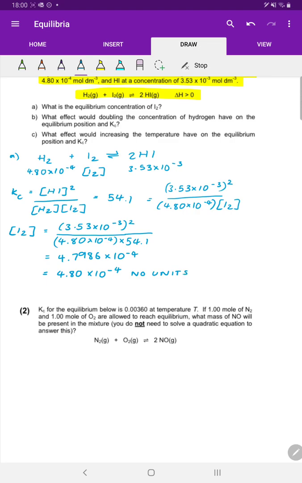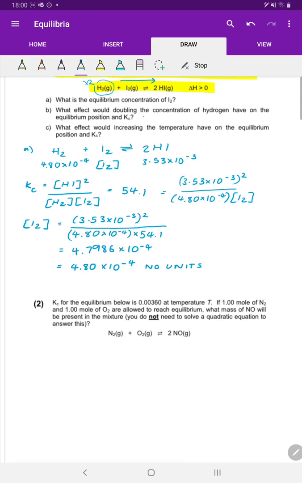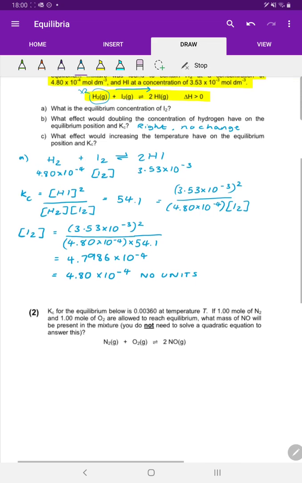Part B, what effect would doubling the concentration of hydrogen have on the equilibrium position? So if I double the concentration of hydrogen, my equilibrium is going to shift to the right to reduce that concentration. So my equilibrium is going to shift right. But we know that the only thing that's going to affect the value of Kc is temperature. So Kc, no change.